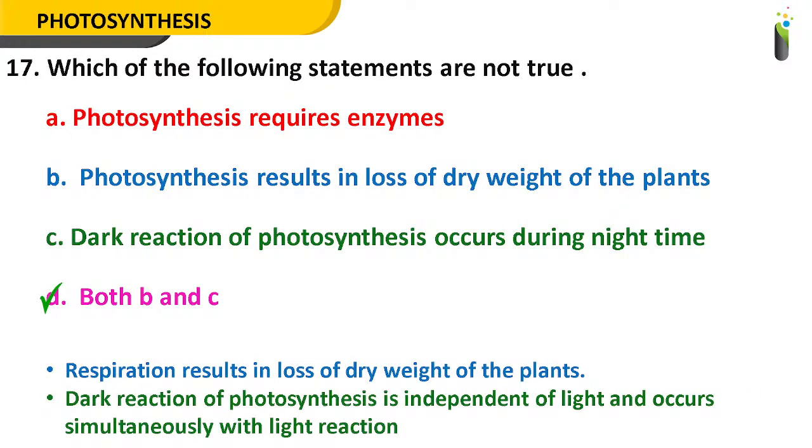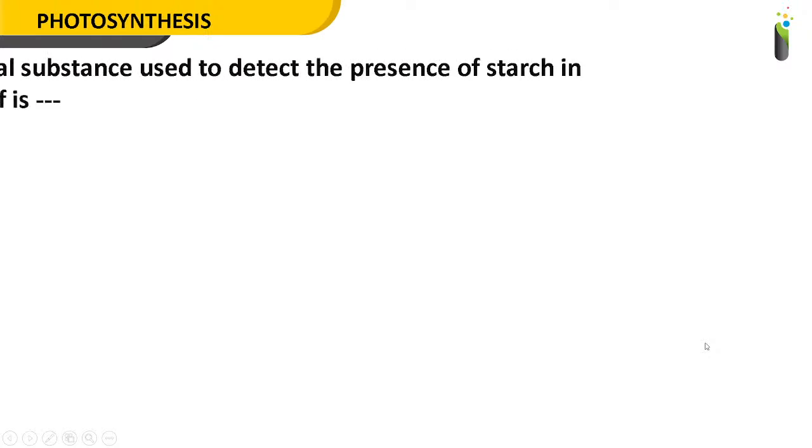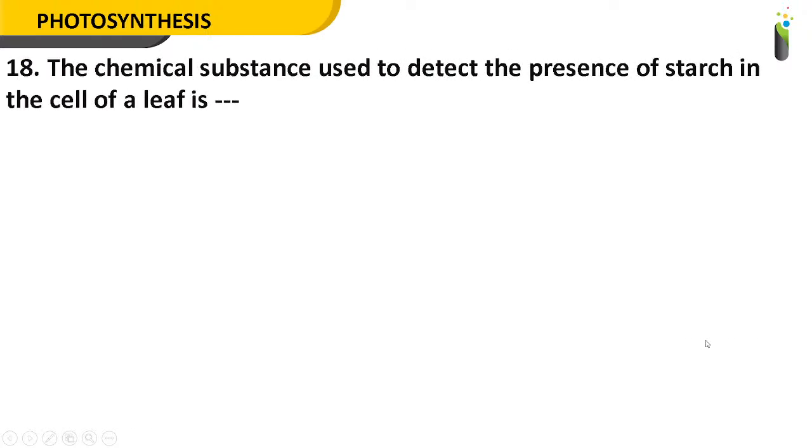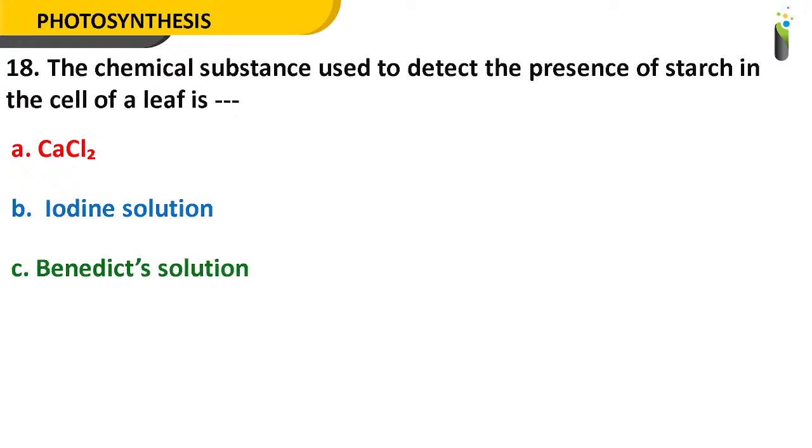Now coming to the next also, dark reaction of photosynthesis is independent of light and occurs simultaneously with the light reaction, just as I've told you. Now coming to the next question number 18. The chemical substance used to detect the presence of starch in a cell of a leaf is dash. A. Calcium chloride. B. Iodine solution. C. Benedict solution. D. Calcium phosphate.